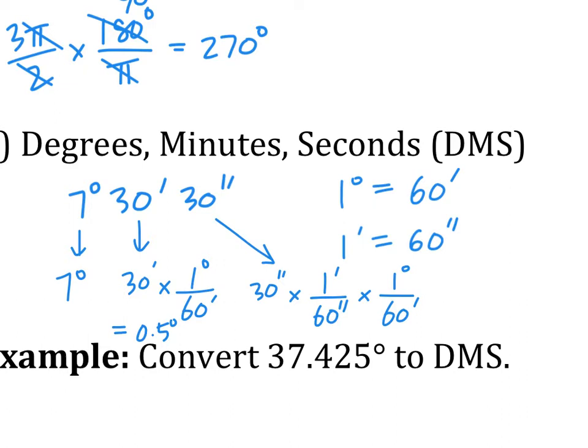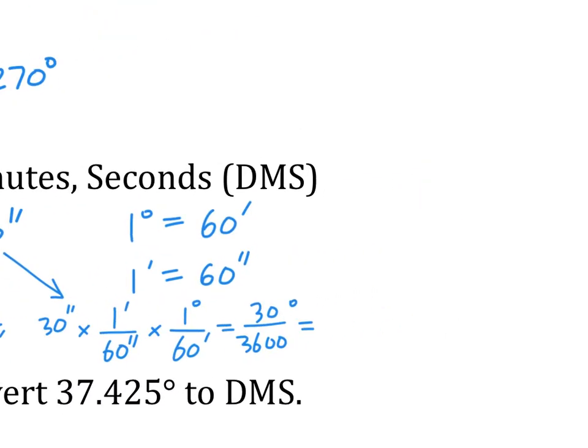Okay, so this is 30 over 3600. 30 over 3600 degrees. Okay, convert that into decimals. I hope you guys brought your calculator today. So 30 divided by 3600 is about 0.0083 repeating.